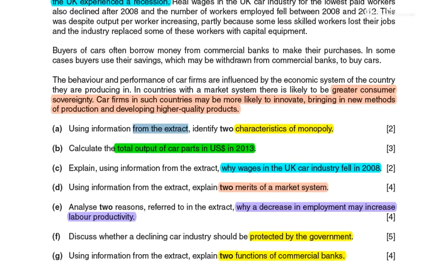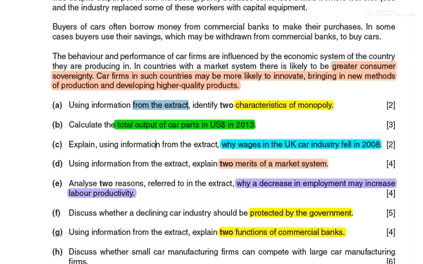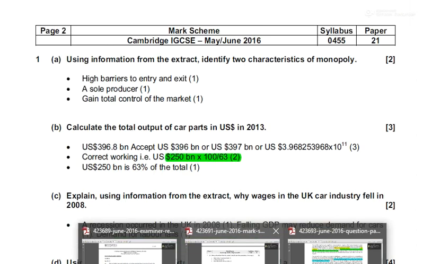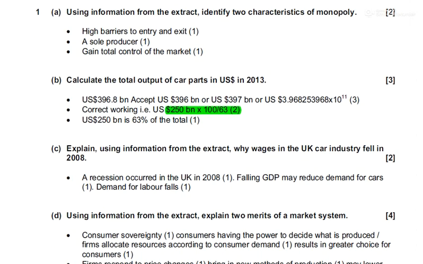Next question for 2 marks. From the extract, very important, why wages in the UK fell in 2008. Well, in 2008, average wage of the car worker fell. In that year, the UK experienced a recession. 1 mark. Therefore, there was less demand for cars and therefore less demand for car workers. So you had to explain. Remember, that gets you a mark and then that gets you a mark. That will only get you 1 mark. Okay.